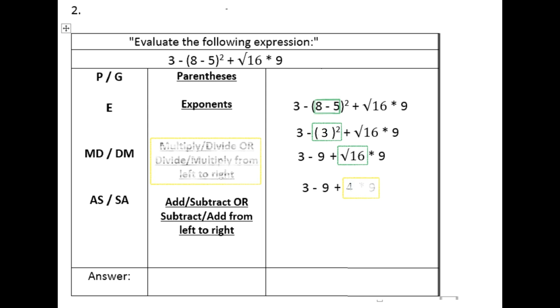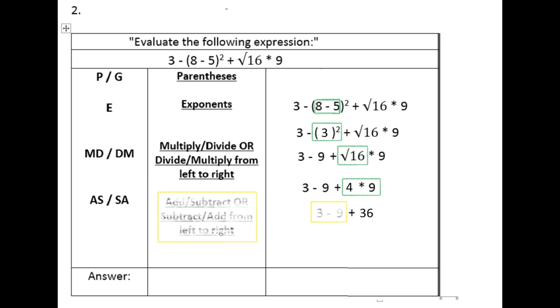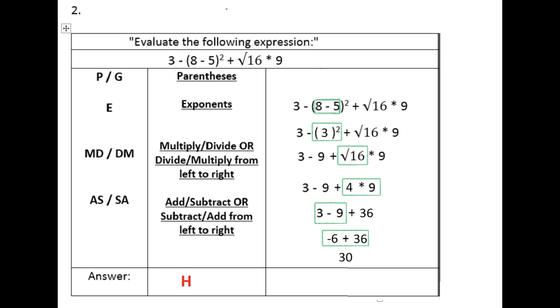The next step, multiply, divide, that's 4 times 9. So we're going to have 3 minus 9 plus 36. All right, so that's our next step. The next part of this, since it's all adding and subtracting from left to right, 3 minus 9 is our first step, so we get -6. 3 minus 9 is -6, plus 36, and that's our final step. -6 plus 36 is 30. All right, so our answer for this question is going to be H.